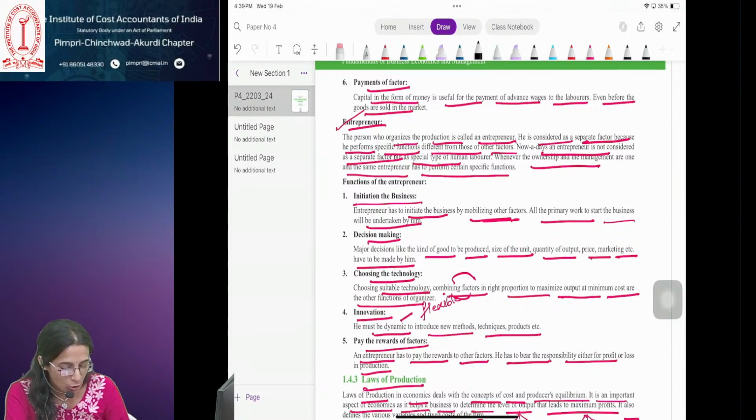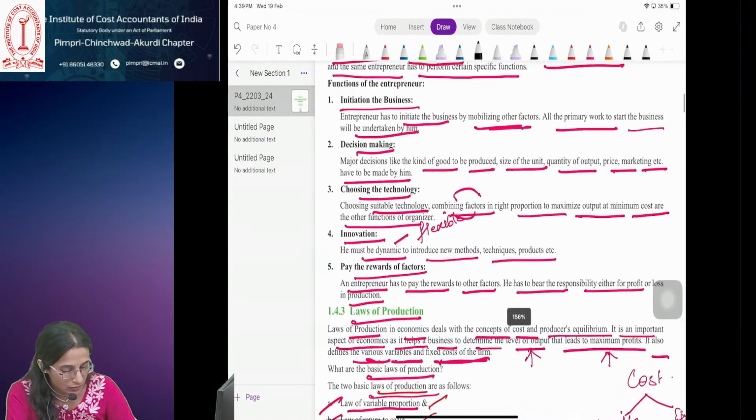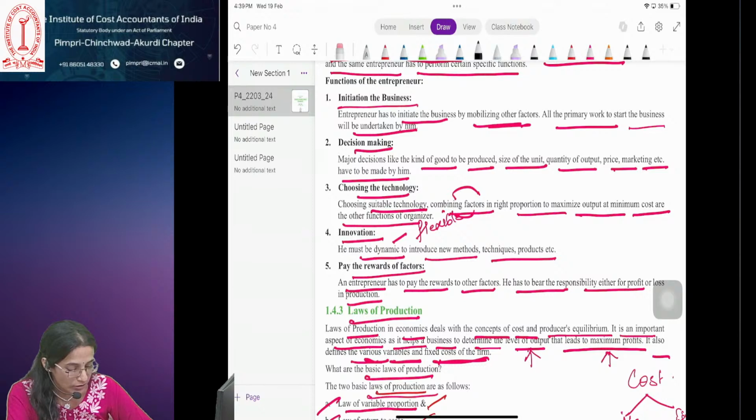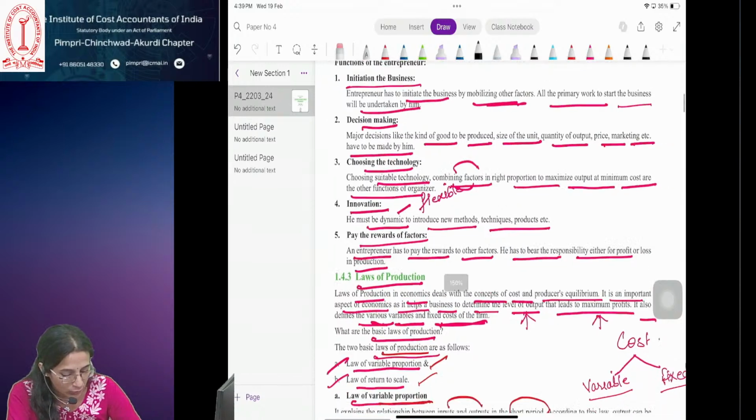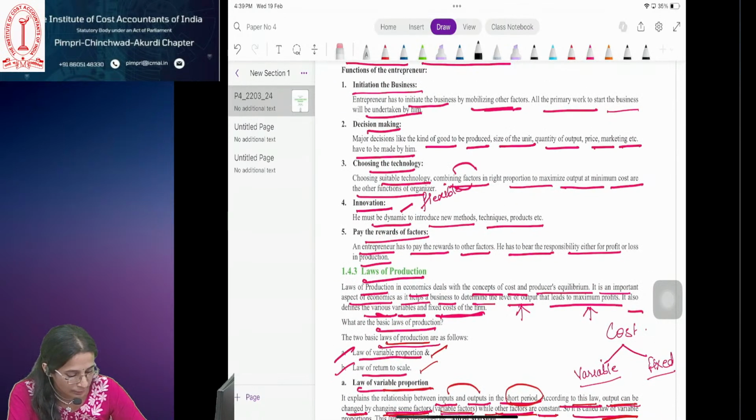Pay the rewards of factors. An entrepreneur has to pay the rewards to other factors. He has to bear the responsibility either for profit or loss in the production. Now we are going to laws of production. So there are two laws of production.